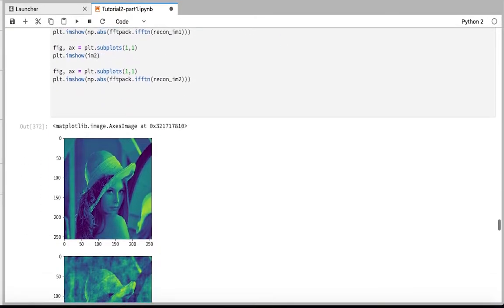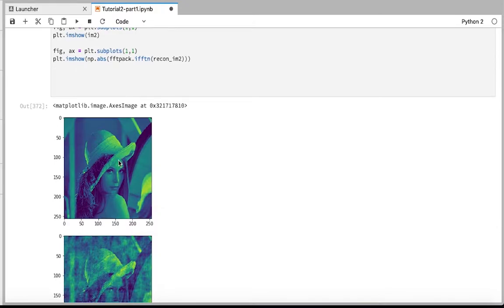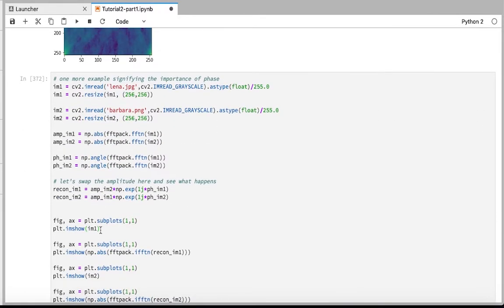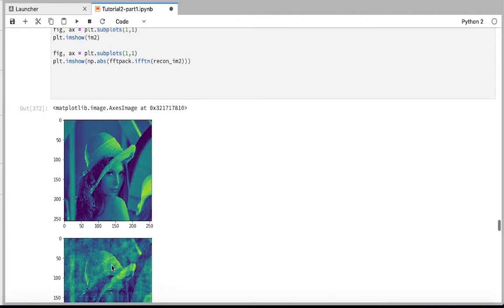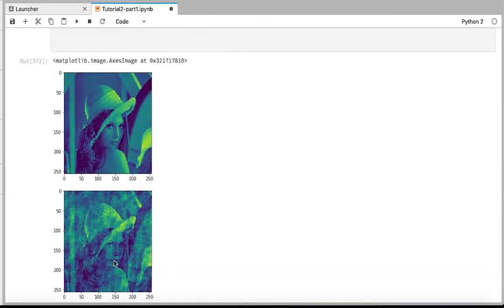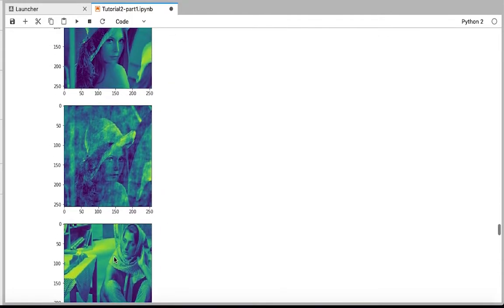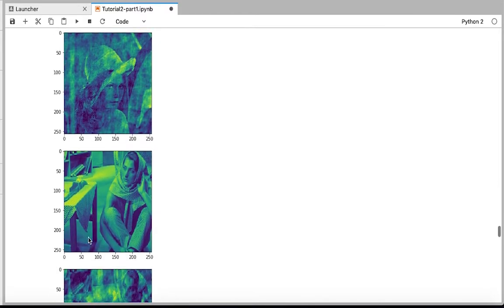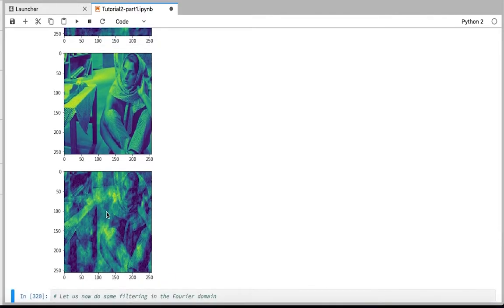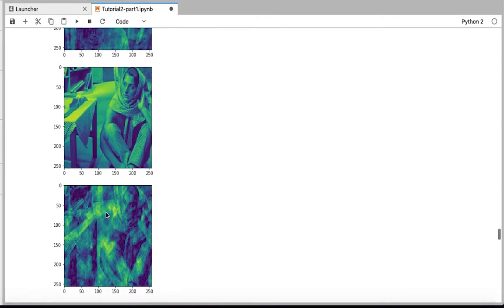For the first, I'm doing a sanity check: the first image with the amplitude of the second image looks almost, since we retain the phase and we just change the amplitude, it still looks like Lena. And this is the Barbara image with Lena's amplitude. You see that it still remains. So phase is really important.